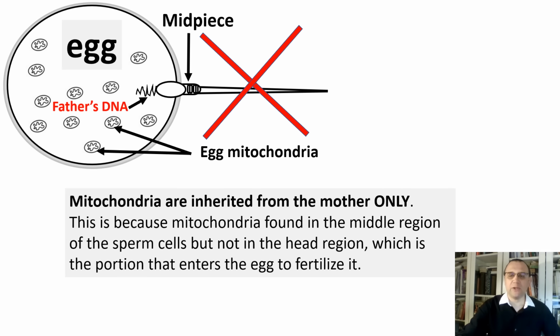However, the midpiece is not entering the egg, so all the father's mitochondria get destroyed. Thus, all of us inherit only the mother's mitochondrial DNA. The shape of the muscle might be inherited from the father, but its strength is inherited from the mother.